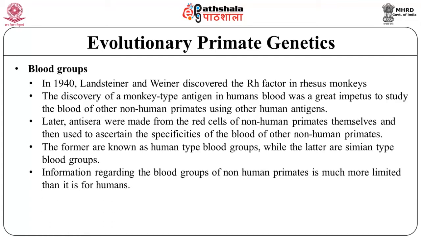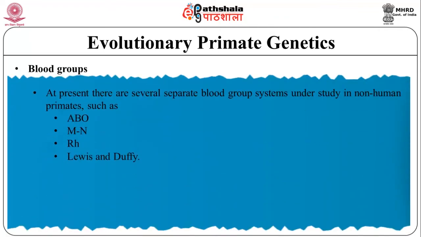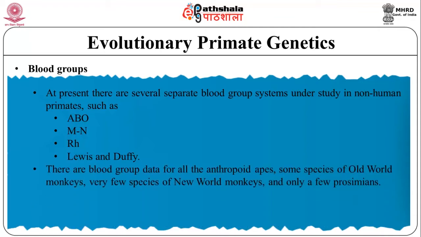Information regarding the blood group of the non-human primates is much more limited than it is for the humans. At present, there are several separate blood group systems under study in non-human primates, such as the well-known ABO, MN, RH, Lewis and Duffy. There are blood group data for all the anthropoid apes, some species of Old World monkeys, very few species of New World monkeys and only a few prosimians. The ABO blood group is the best documented in non-human primates.